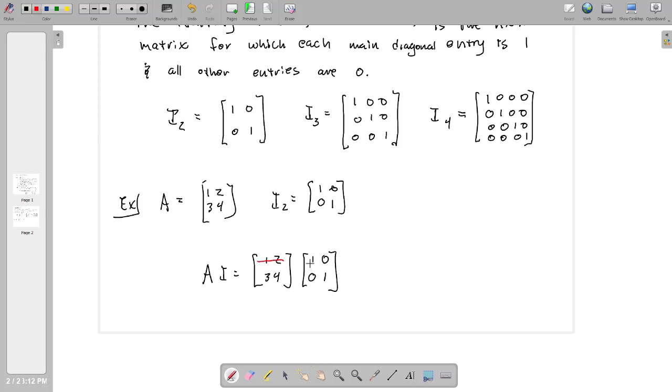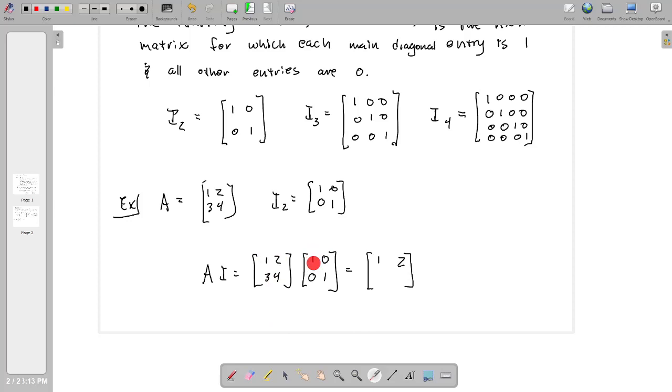We multiply this row by this column. So it'll be 1 times 1 plus 2 times 0, and that will be the 1, 1 entry. So 1 times 1 is 1, 2 times 0 is 0, 1 plus 0 is 1. And then we move on to the next column. 1 times 0 plus 2 times 1. 1 times 0 is 0, plus 2 times 1 is 2. So we get a 2 here in the first row, second column.